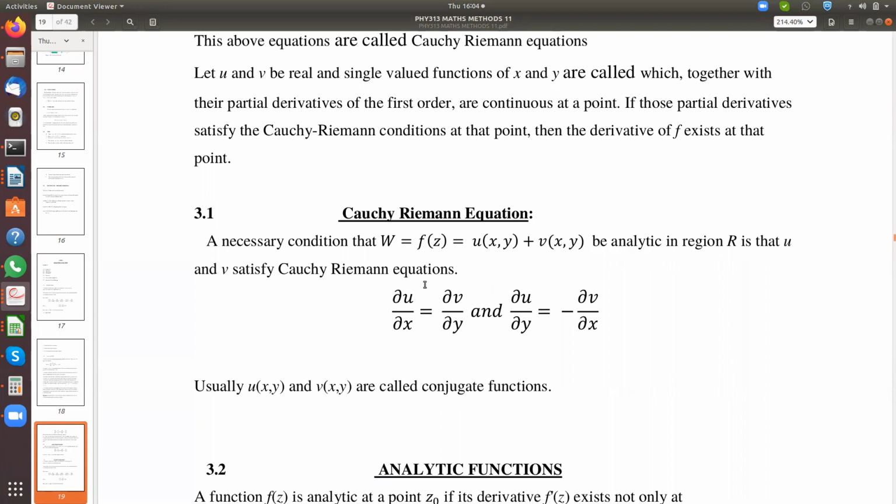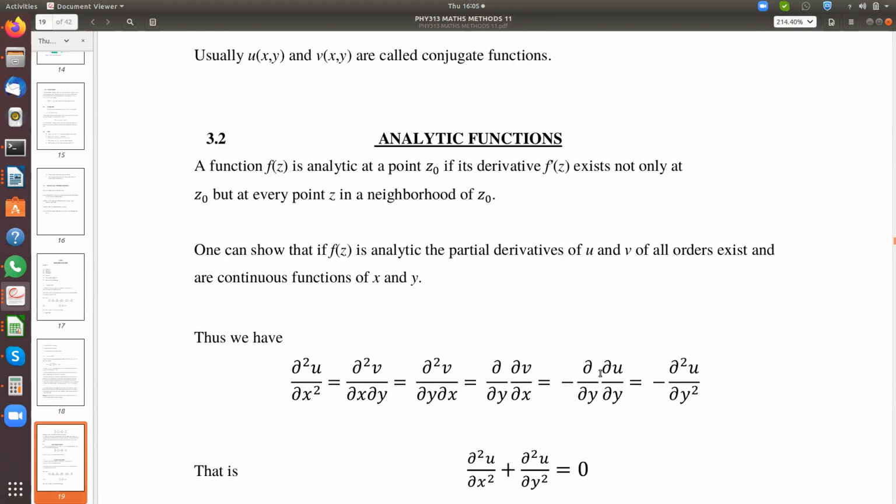That is, if you take the derivative of u with respect to x and the derivative of v with respect to y, when you equate them, they must be the same thing. If you take the derivative of u with respect to y and the derivative of v with respect to x, when you equate them, it may be the negative of this that will give you this. So also we have this. This is where we started from.